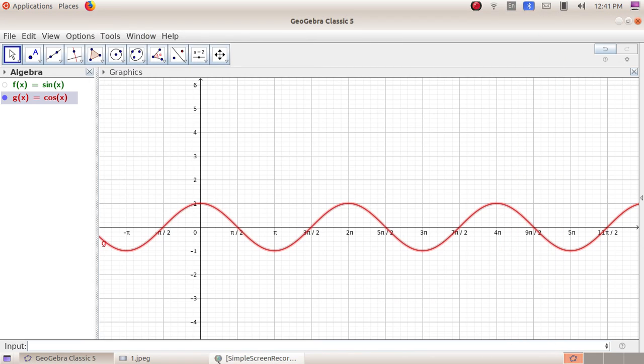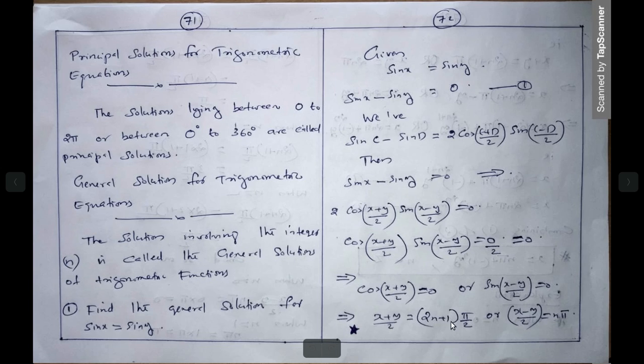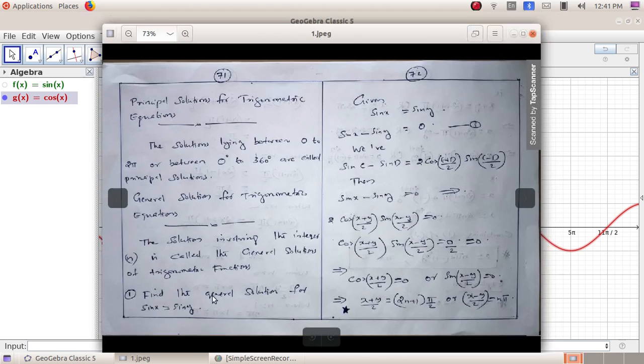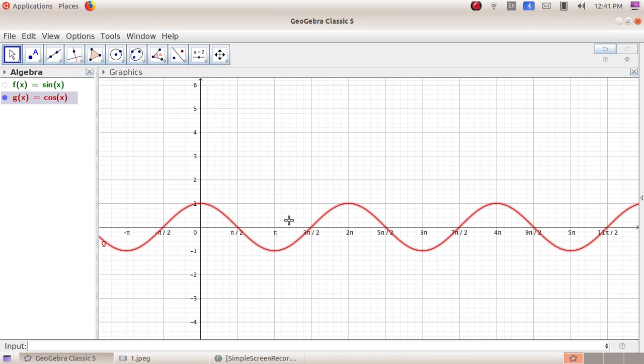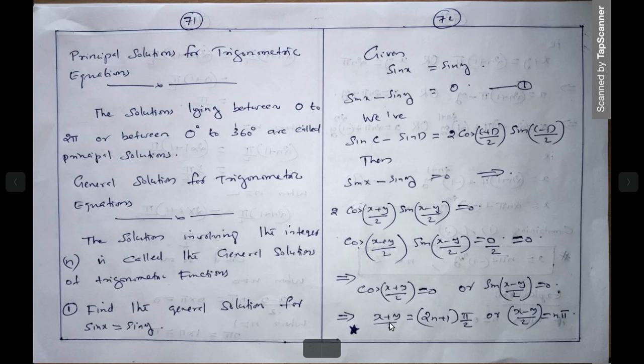Similarly, when n is equal to 1, 2 into 1 plus 1 is 3π/2, isn't it? At 3π/2, cos x is equal to 0. Look, at 3π/2, cos x is equal to 0. Similarly, at 5π/2, cos x is equal to 0. Then we are taking the general form as what? Suppose this theta is equal to (2n+1)π/2.